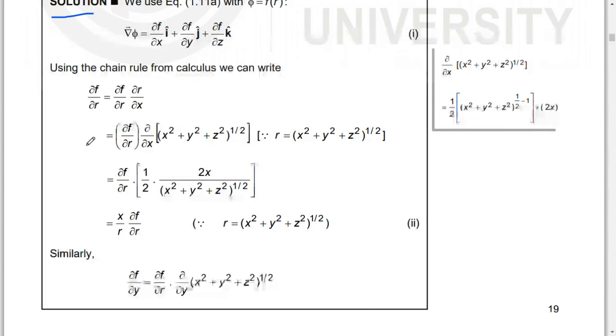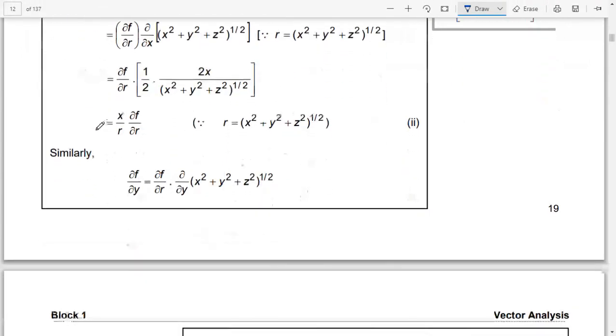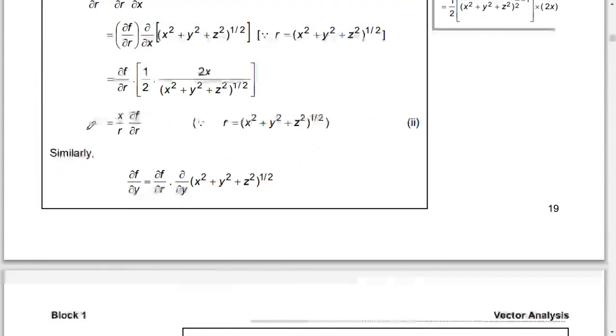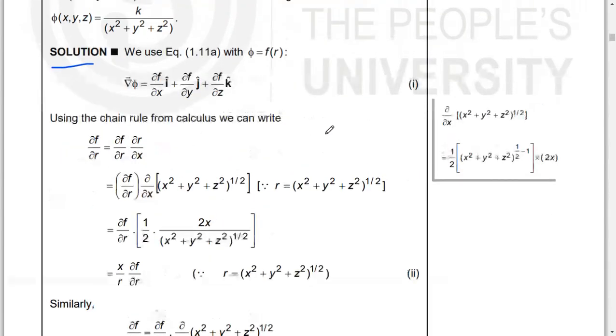Df by dr of half into 2x by (x square plus y square plus z square) whole to the power half equals x by r df by dr, that is, r equals (x square plus y square plus z square) whole to the power half. D by dx of (x square plus y square plus z square) whole to the power half equals 1 by 2 of (x square plus y square plus z square) whole to the power minus half into 2x.